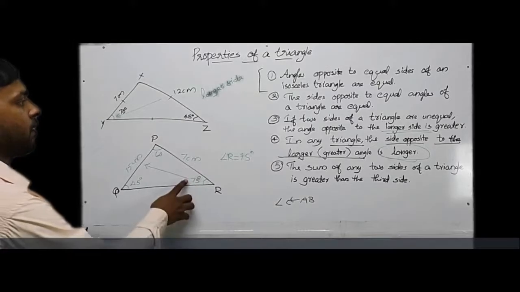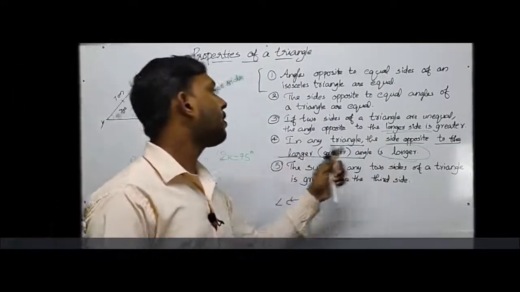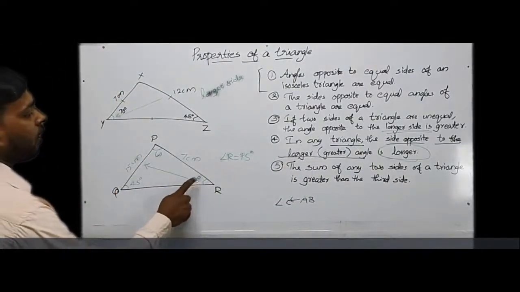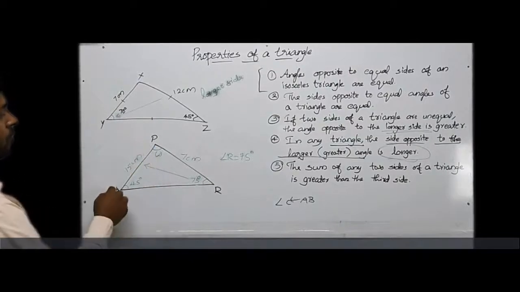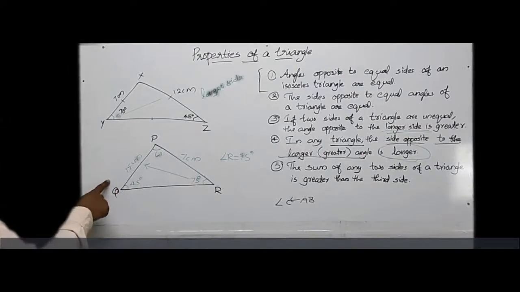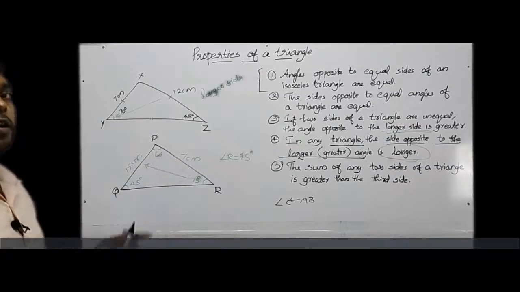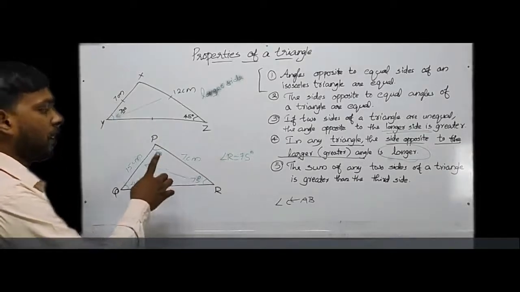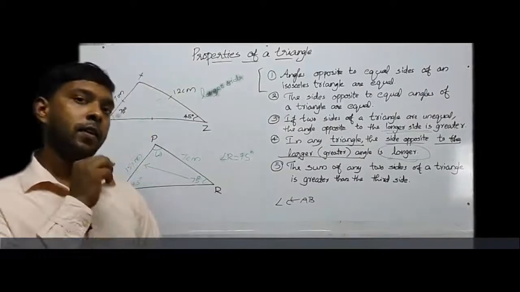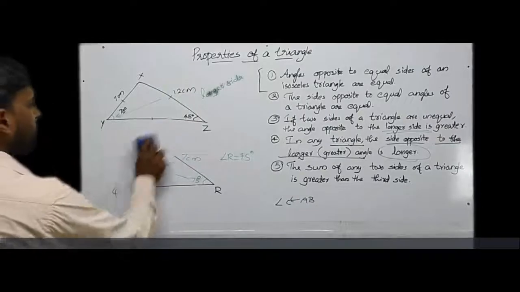So that's what the property says: in any triangle the side opposite to the larger angle is longer. Here the side opposite to the larger angle R is PQ. PQ is 15 centimeter, greater than the other given side. Why is it so? It's because angle R is greater than any other angles in the given triangle. So hope it's clear to everybody.